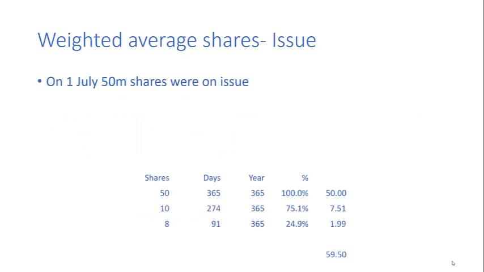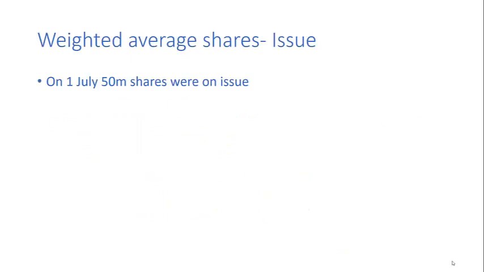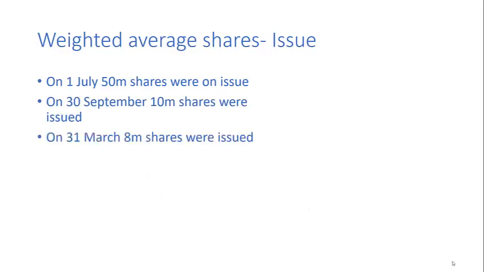However, there are some complications. What about if we have a share issue? So let's just focus on how we'd go about calculating the weighted average number of shares. On the 1st of July, we started the year with 50 million shares on issue, and on the 30th of September, we issued another 10 million shares. How does this impact? On the 31st of March, we issued a further 8 million shares. How does this impact our calculation of a number of shares on issue?